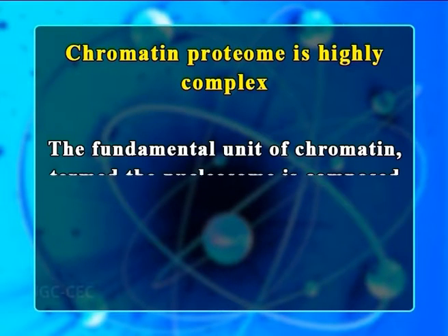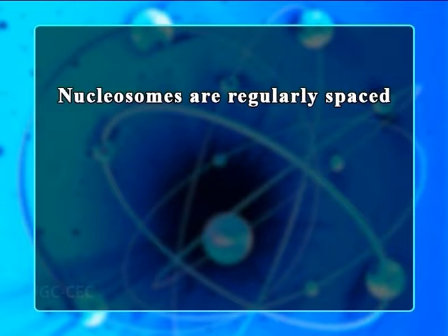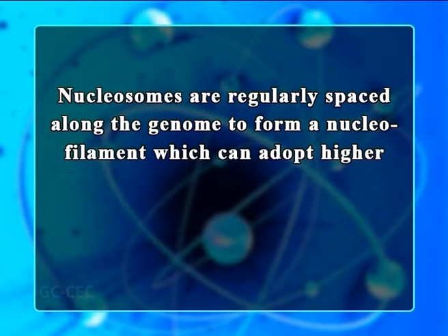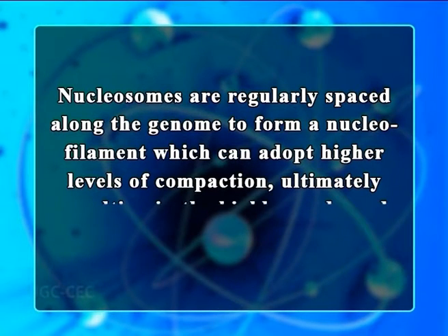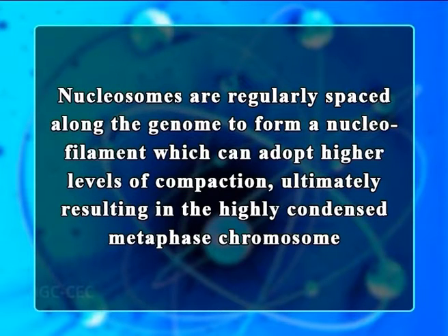The fundamental unit of chromatin is termed the nucleosome, which is composed of DNA and histone proteins. This structure provides the first level of compaction of DNA into the nucleus. Nucleosomes are regularly spaced along the genome to form a nucleofilament, which can adopt a higher level of compaction, ultimately resulting in the highly condensed metaphase chromosome. Within an interphase nucleus, chromatin is organized into functional territories.